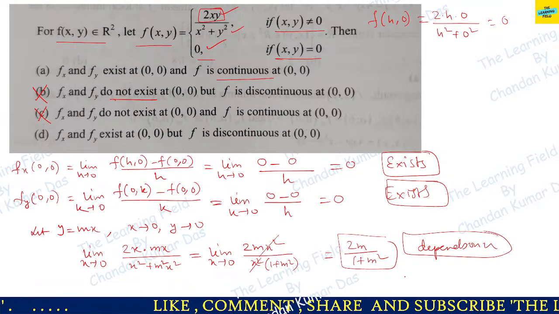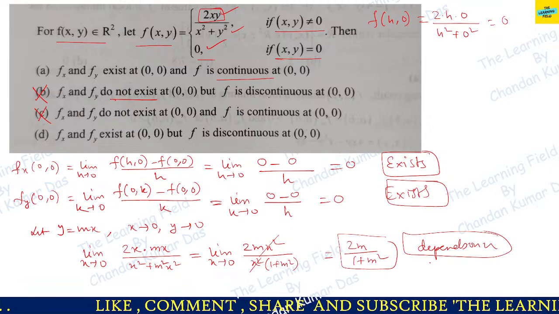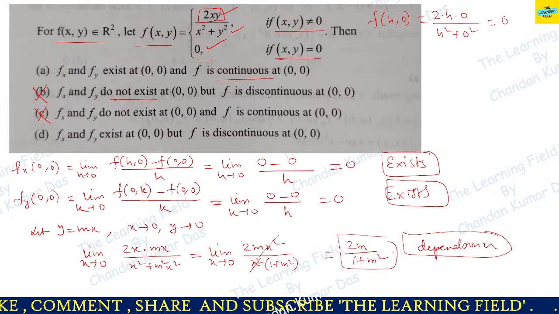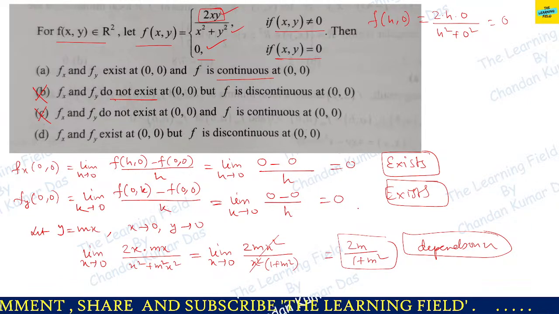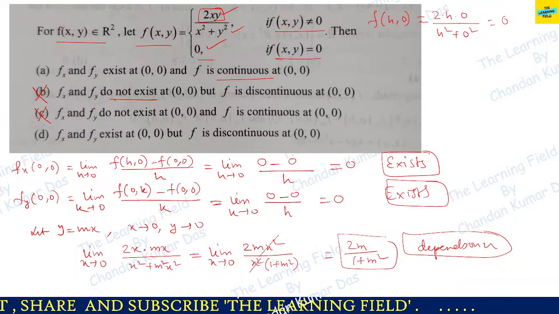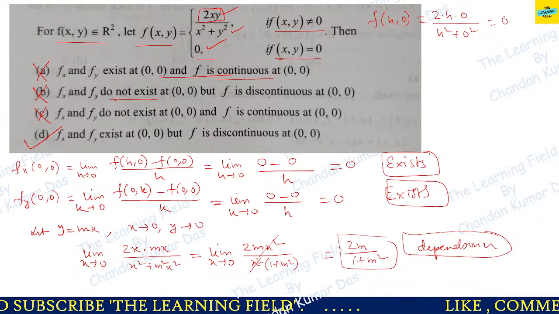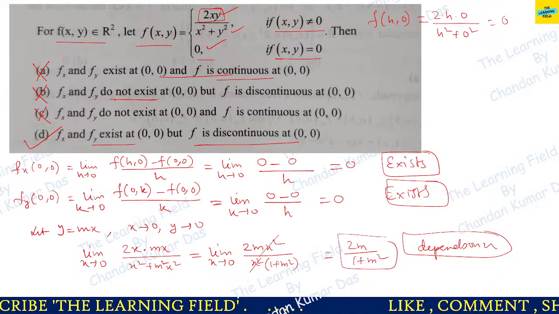Different values देगा m के different वैल्यू के लिए, but लिमिट को एग्जिस्ट करना होगा तो यूनिक वैल्यू देना चाहिए. तो दिस इज m डिपेंडेंट, मीन्स दिस इज नॉट कंटिन्यूअस. ओके, सो ऑप्शन A सेज दैट इट इज कंटिन्यूअस. नो, इट इज नॉट कंटिन्यूअस, so that is option D, right? f is discontinuous but fx, fy exist.